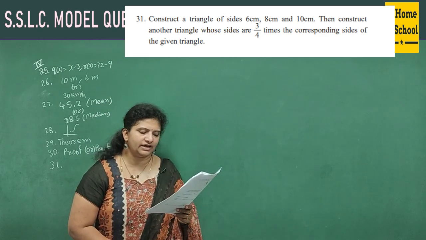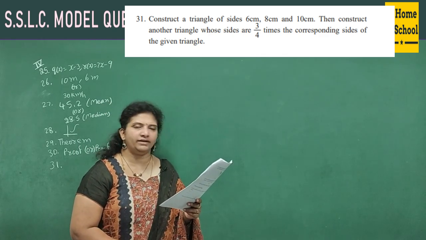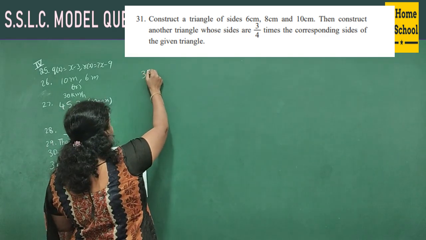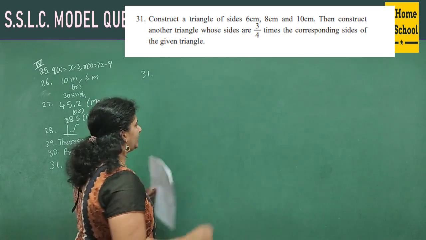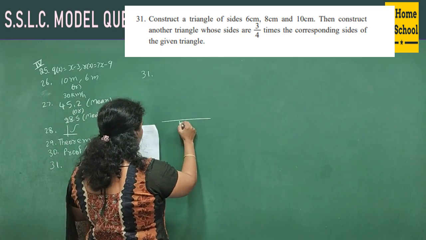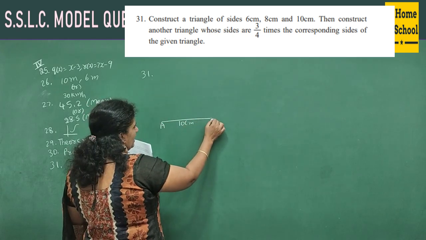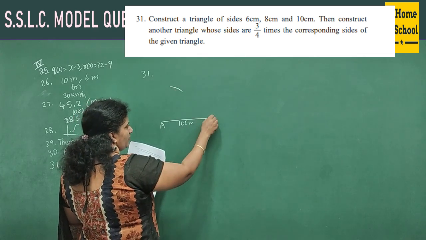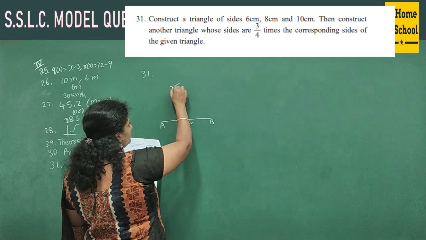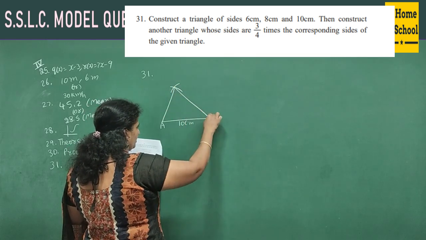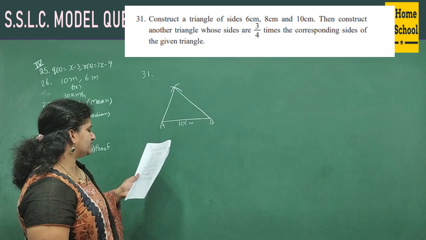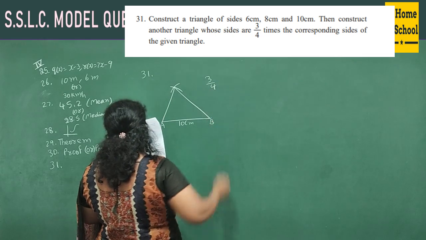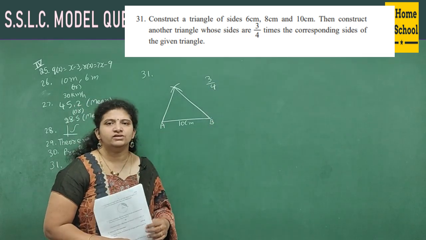Construct a triangle of sides 6 cm, 8 cm and 10 cm. This construction I am showing you roughly; you please do it properly. Let me take the 10 cm base, A, B I will mark. From A as center, draw a 6 cm arc. From B as center, cut this arc with 8 cm and then join. And you are going to construct another triangle whose sides are in the ratio 3 by 4 times the corresponding sides of the given triangle.